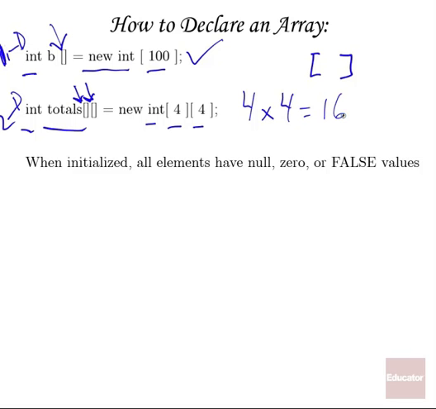When either of these arrays is initialized, just remember that by default, all of the elements have null values if they're text string objects. They're 0 if they're numbers, or false if they're Boolean values.